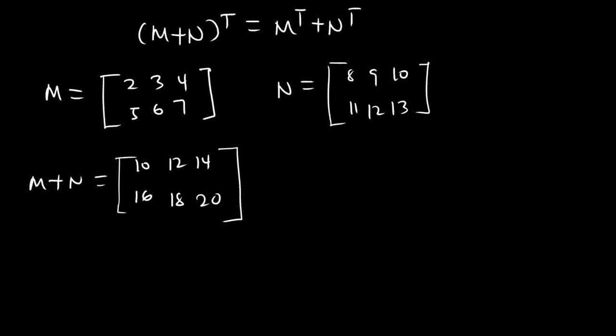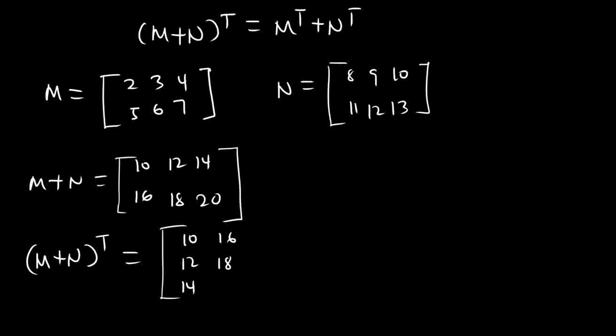Okay, so after performing the addition, I'll get these entries. So we are going to take the transpose of the sum of the matrix M and then N. Okay, so when I do this, I'm going to have 10, 12, 14. Okay, and now I have 16, 18, and then 20. Okay, so now we are done.